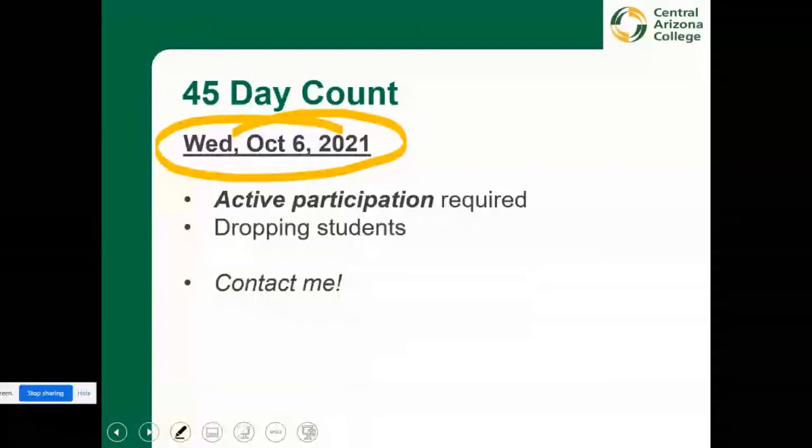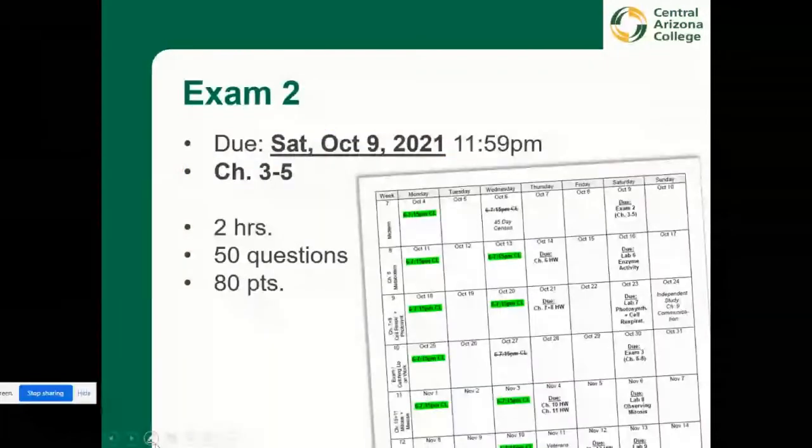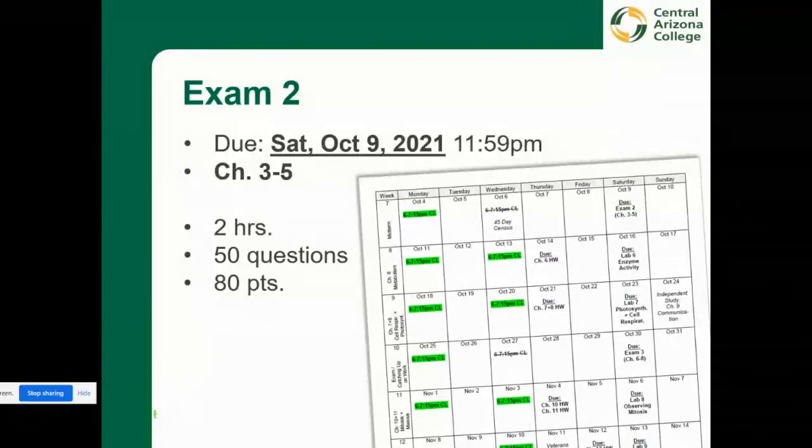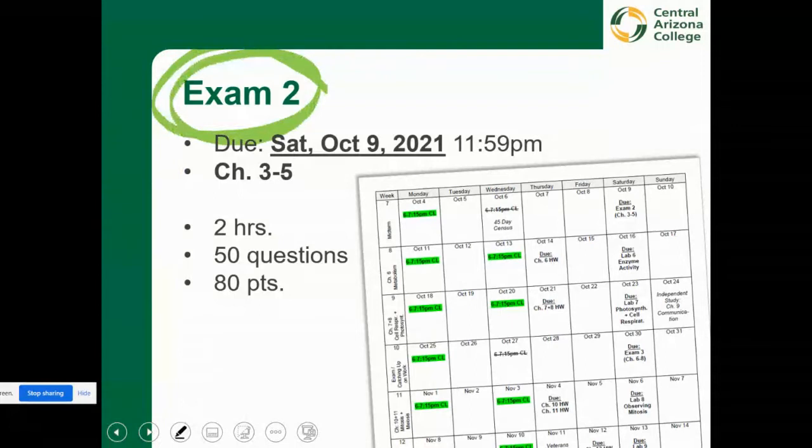So the next thing that I wanted to speak about is, what are we doing this week? This week has been dedicated completely to exam 2. Exam 2 is due on Saturday at the end of the day this week, and it covers 3 chapters: chapter 3, chapter 4, and chapter 5.